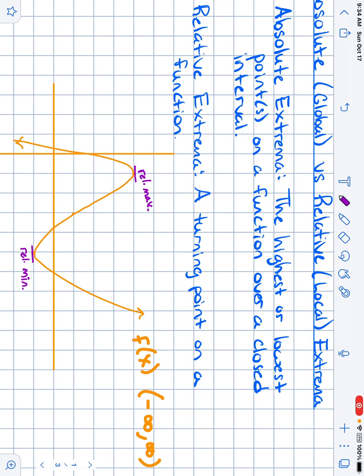Well, we can see that the domain of this function is the open interval from negative infinity to positive infinity. This is not a closed interval. There is not an absolute highest point or an absolute lowest point on this function because this function's domain is infinite. So what I'm going to do now is restrict the domain and try to determine the absolute extrema for this function on that closed interval.